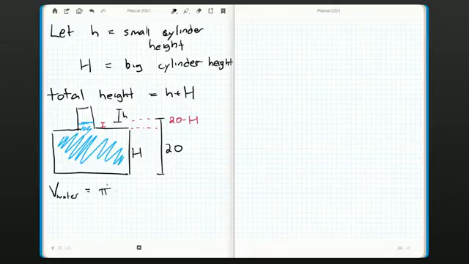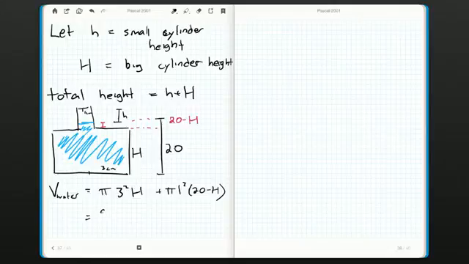So pi r squared. So the big one here has radius of 3 centimeters. The small one here has a radius of 1 centimeter. So pi 3 centimeters squared times the height, and then pi 1 centimeter squared times the other height. So now we'll have a volume, and we can expand this out. We'll have a volume just in terms of capital H.